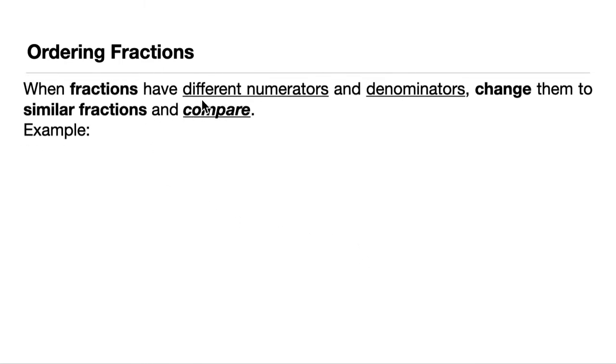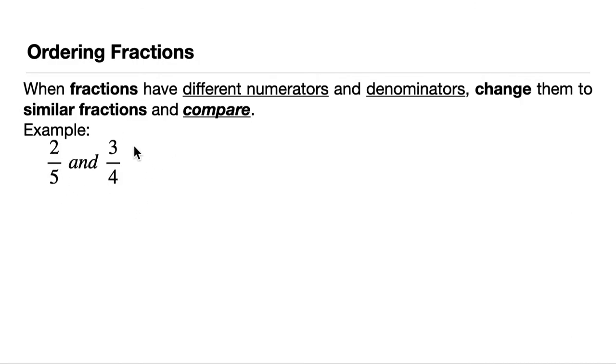Now for our case 3, when fractions have different numerators and denominators all at the same time. What we're going to do is change them first to similar fractions. That is, make their denominators the same or equal and then compare. For example, let's look at this. We have 2 over 5 and 3/4. Which one is bigger? Let's say you don't know the decimal representation of 3/4 and 2 over 5. So which one is bigger?